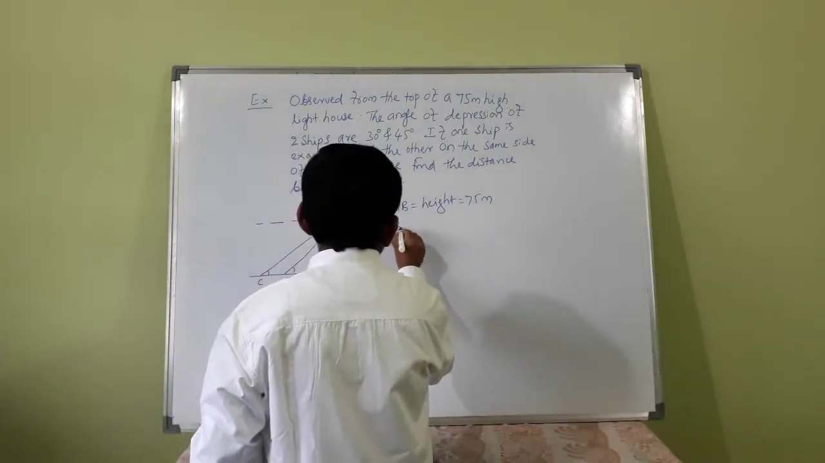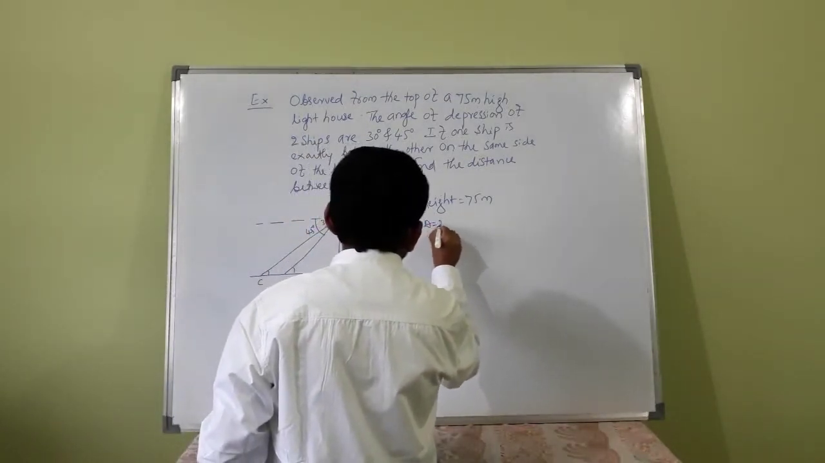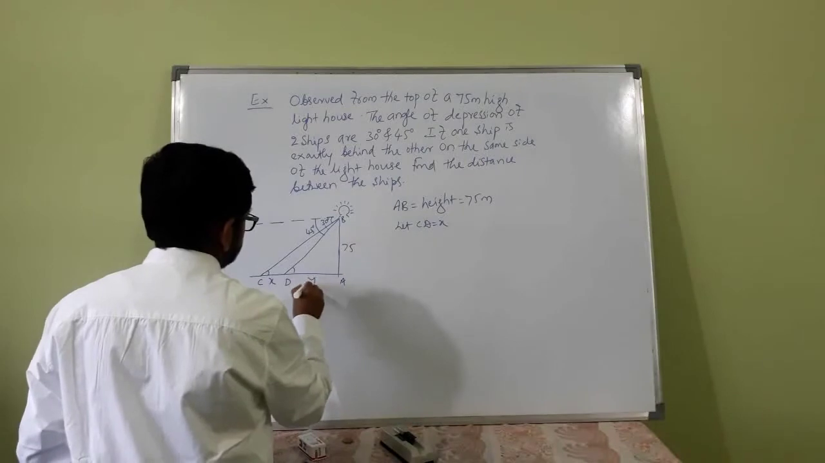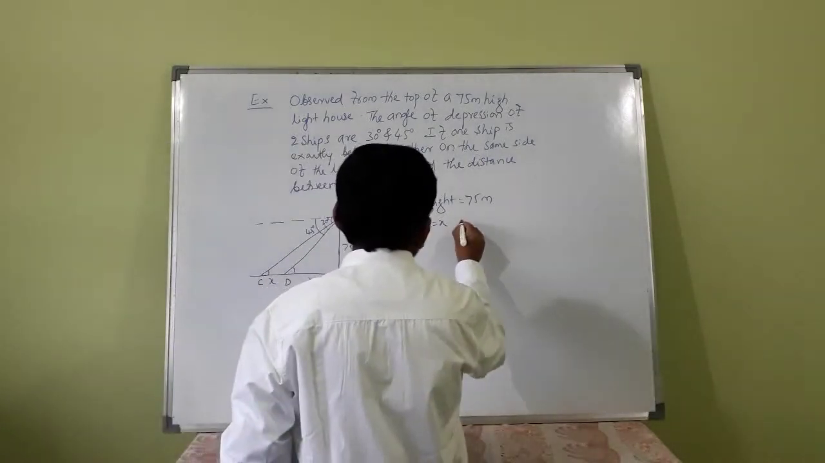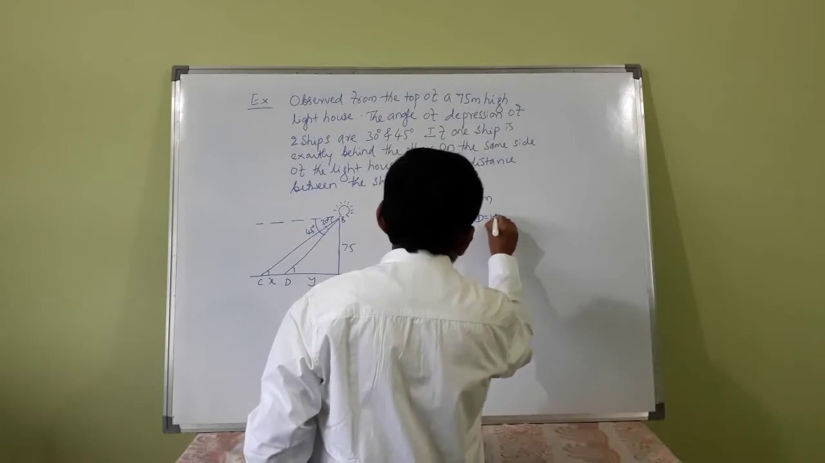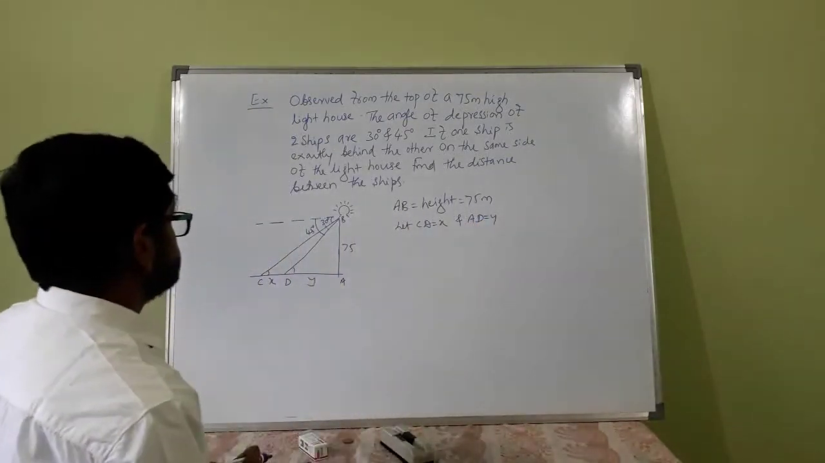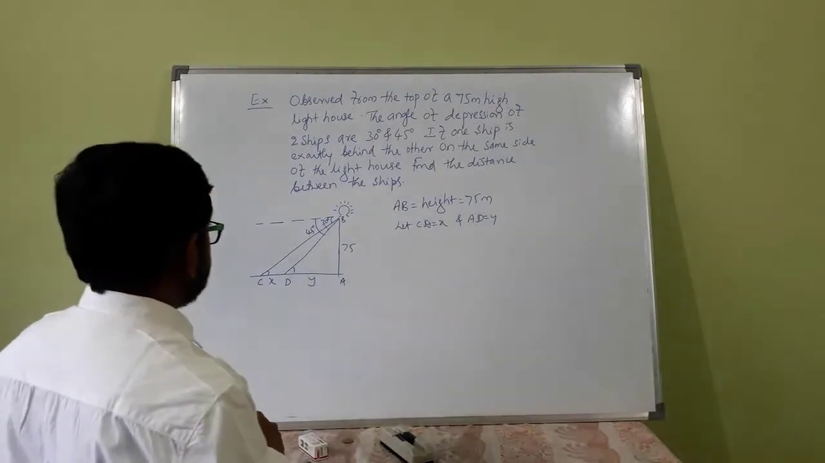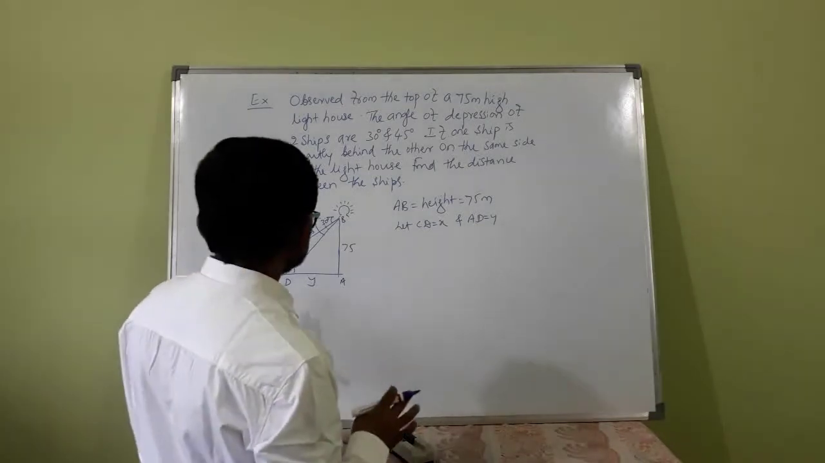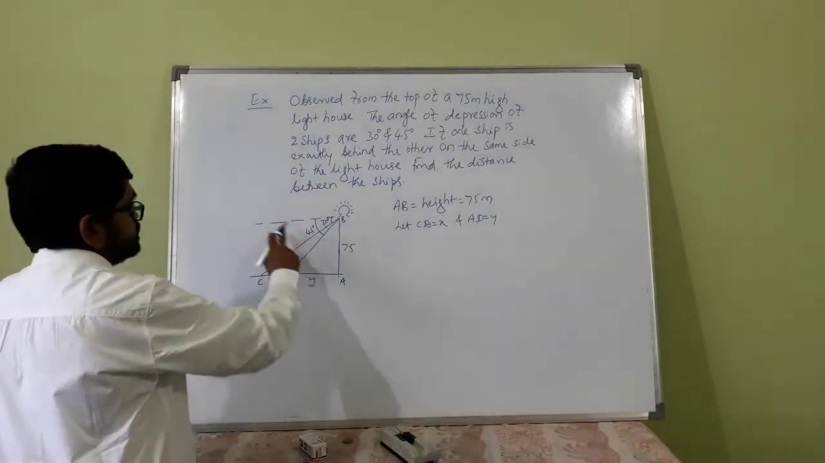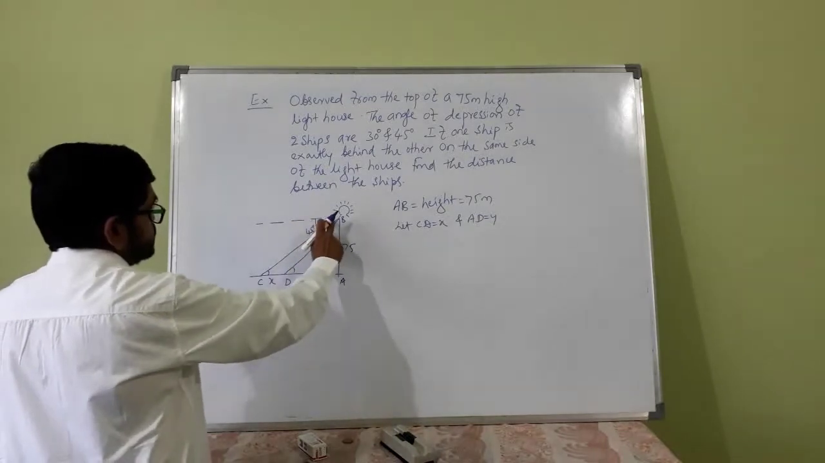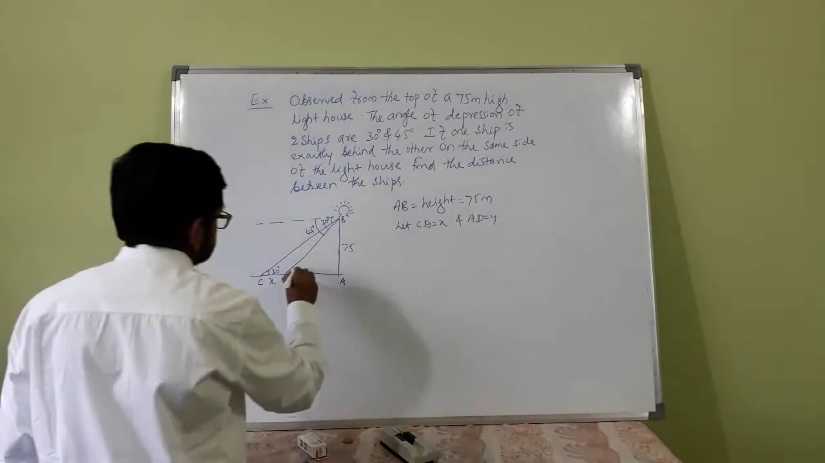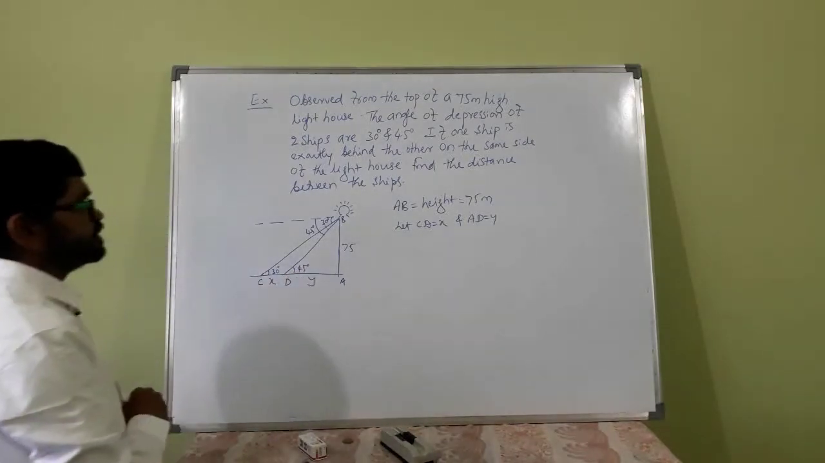Let CD be equal to x, the distance between C and D, and the distance between A and D, AD, is equal to y. X is asked here. Now what about this angle? Since these two lines are parallel, by the interior alternate angles, this is 45 degrees.